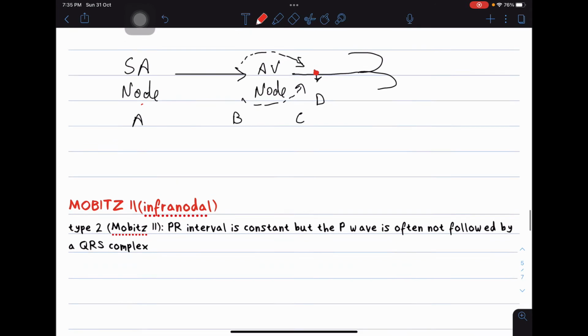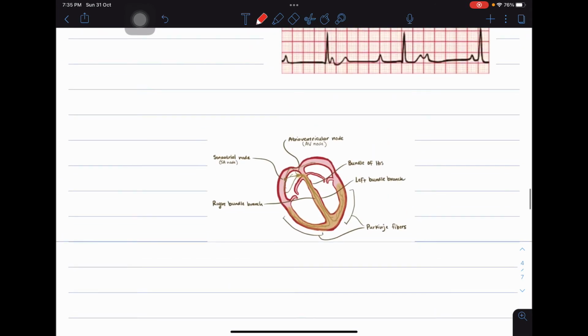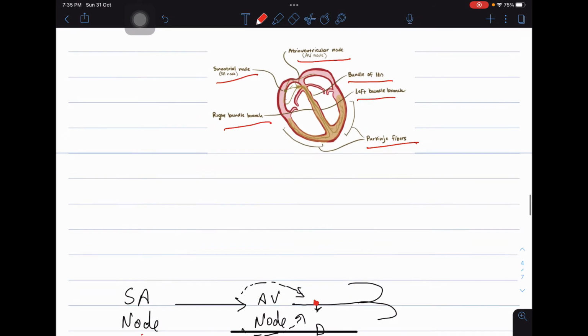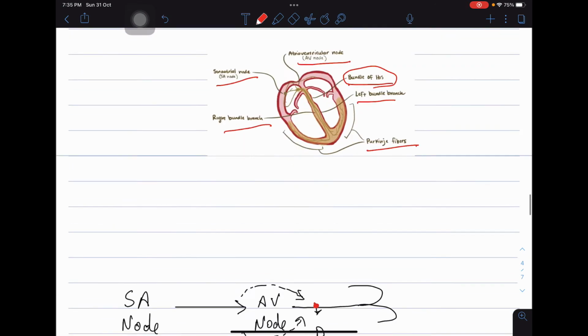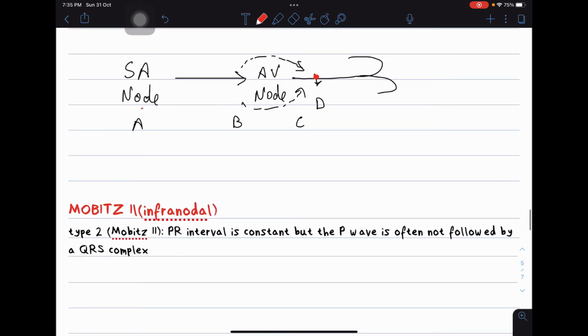supraventricular impulse. So if we see, the impulse is being generated over the SA node and it's being transferred to the AV node, then to the bundle of His and the left and right bundle branches, and then to the Purkinje fibers and the ventricle contracts. So the problem is within the bundle of His. So there is a lesion present in the bundle of His that causes this Mobitz 2.